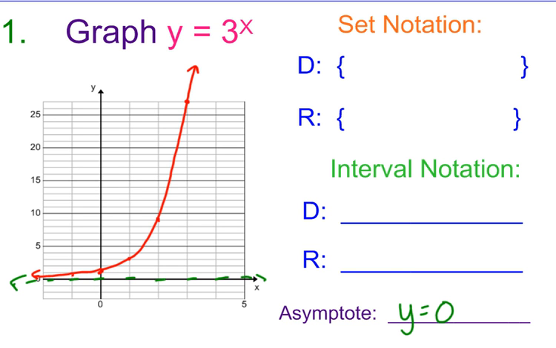So as I do my domain and range, remember your domain is your x values going across. I'll just draw on a line here.